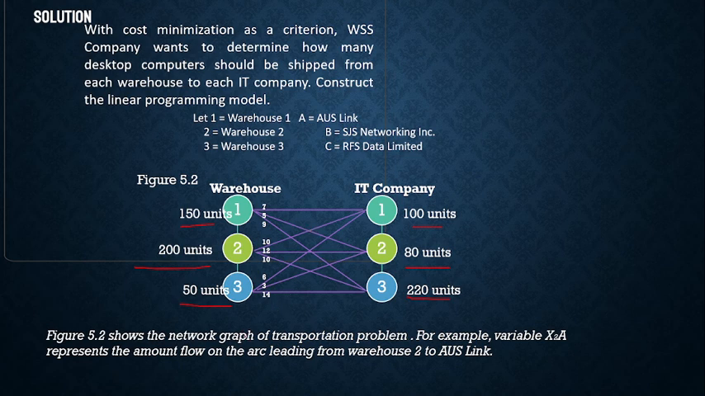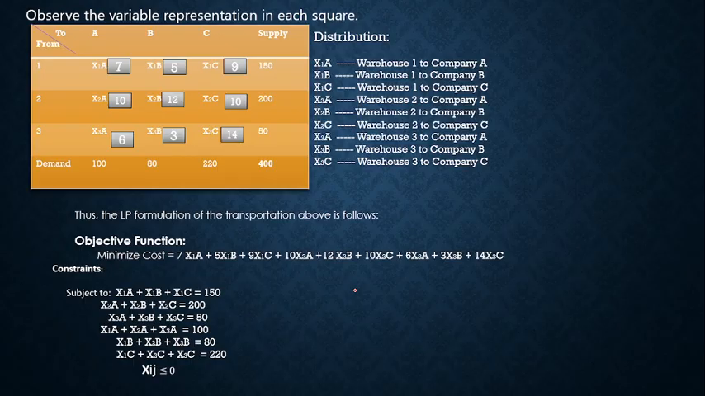It shows the network graph of the transportation problem. For example, the variable x sub 2a represents the amount flow in the arc leading from warehouse 2 to AUS link. Sige. So observe the variable representation in each square. Okay?